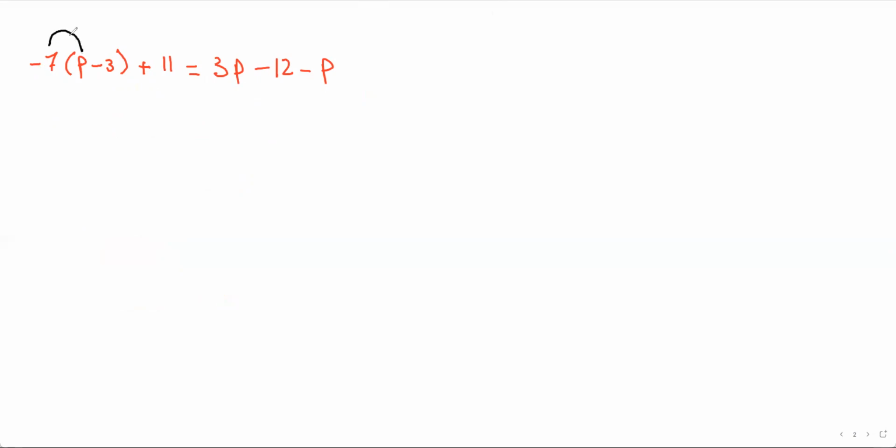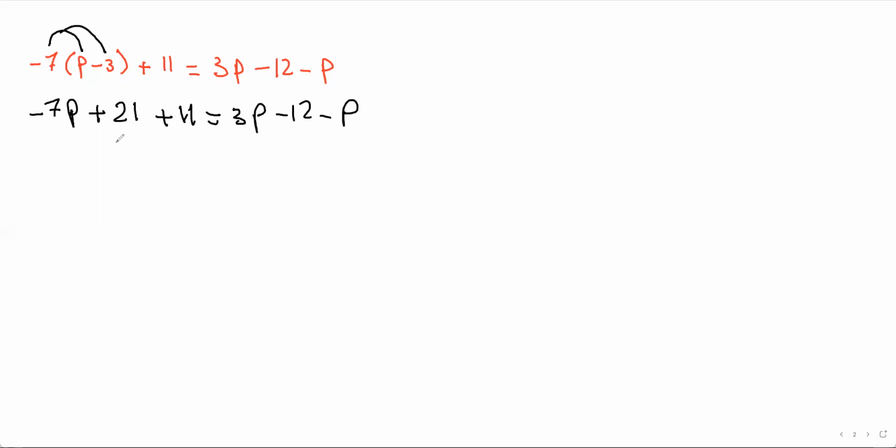We have to distribute the negative 7 into here and into there. So negative 7 times p is negative 7p. So variables, we could use x, we could use y, we could use any variable in the alphabet, and that's fine. Negative 7 times negative 3, that's a sign changer, so that becomes plus 21 plus 11 equals 3p minus 12 minus p. Now we want to collect like terms.